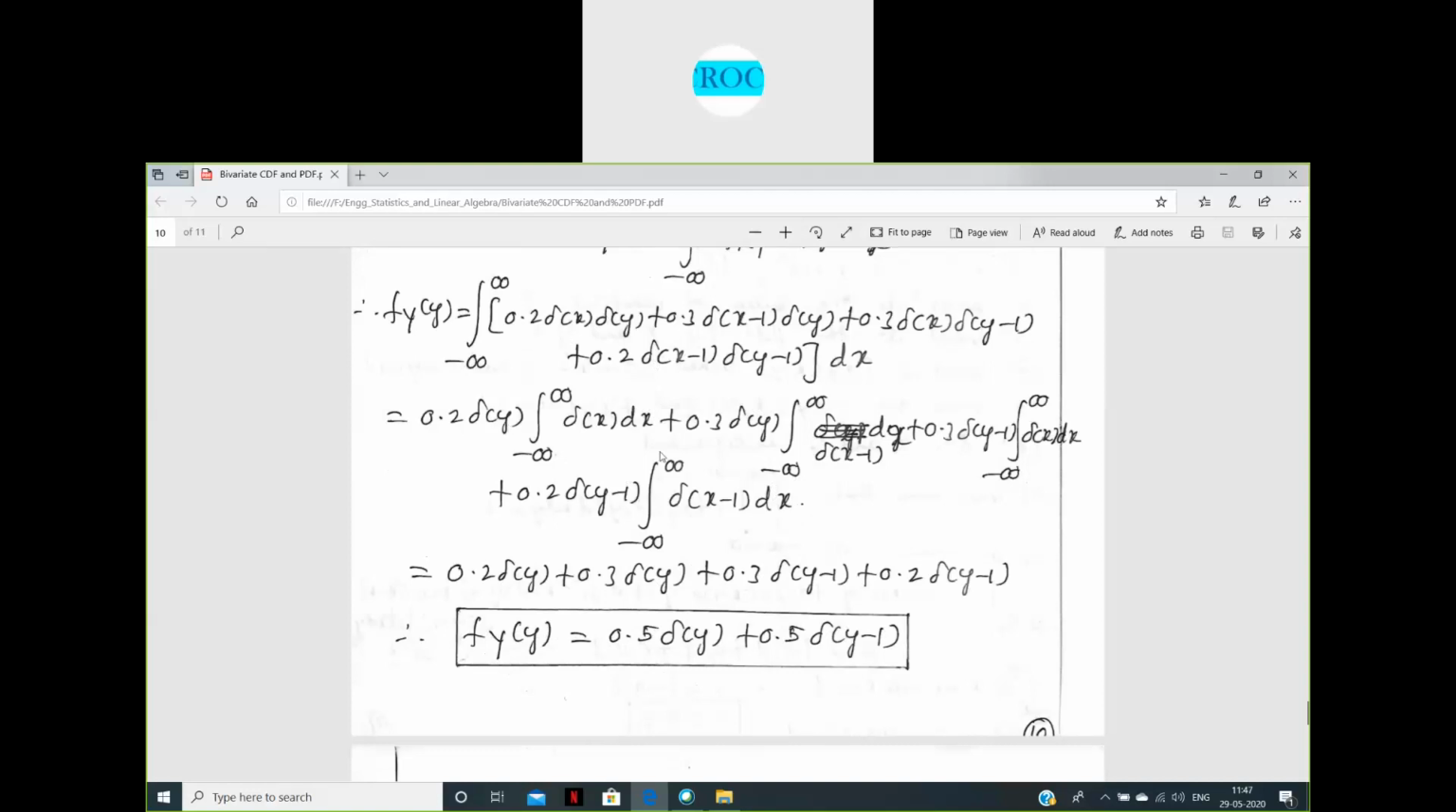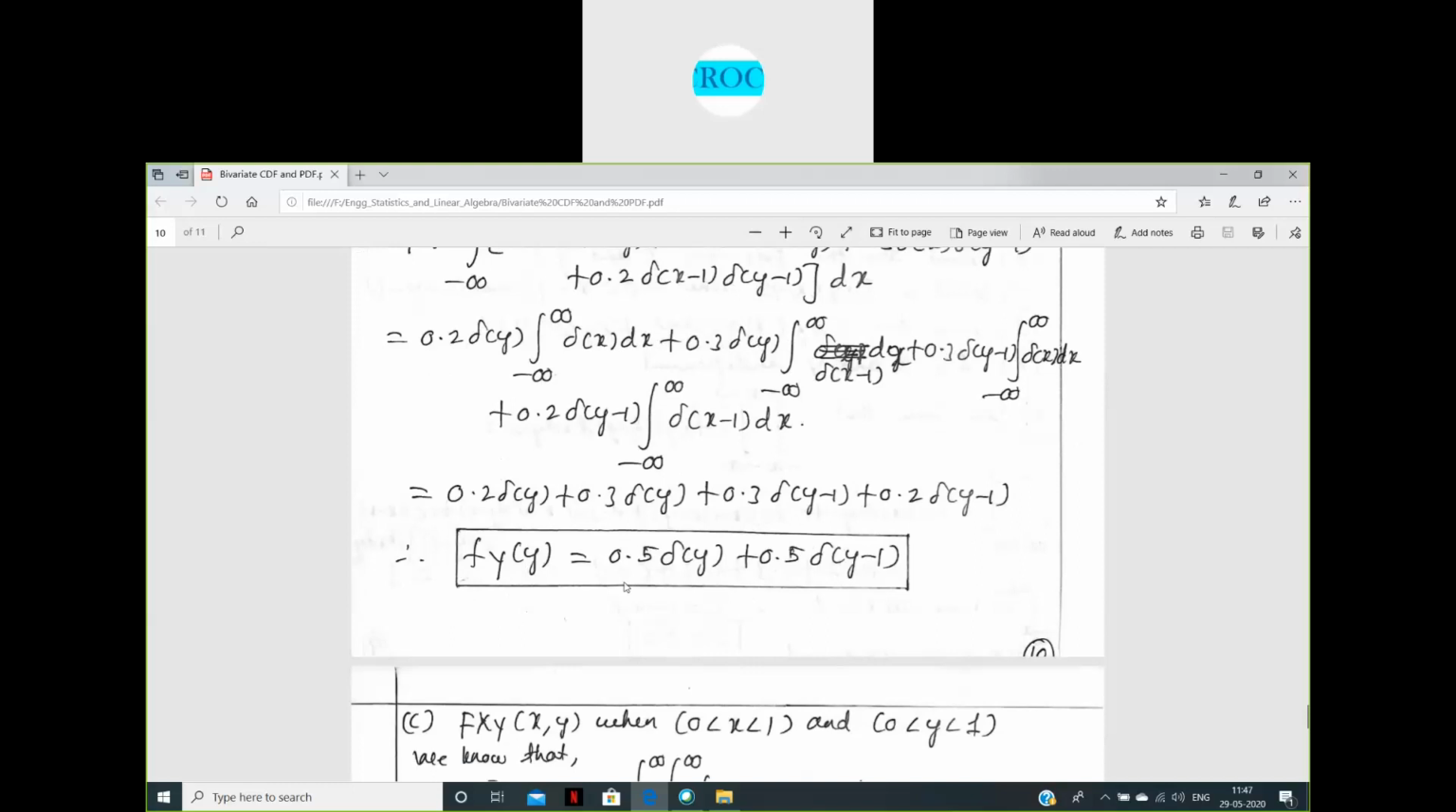Now we know by the formula this is equal to 1, this is equal to 1, this is equal to 1, and this is equal to 1. So what we have in the 1st, 2nd, 3rd, and 4th terms: first term 0.2 δ(x)δ(y), second 0.3 δ(x)δ(y−1), third 0.3 δ(x−1)δ(y), and the fourth term 0.2 δ(x−1)δ(y−1). And we add it, what we get: 0.5 δ(y) plus 0.5 δ(y−1).